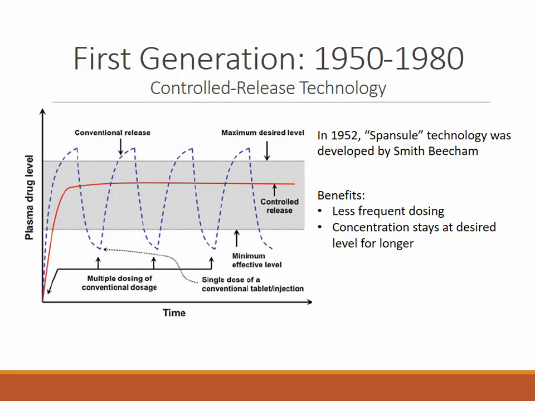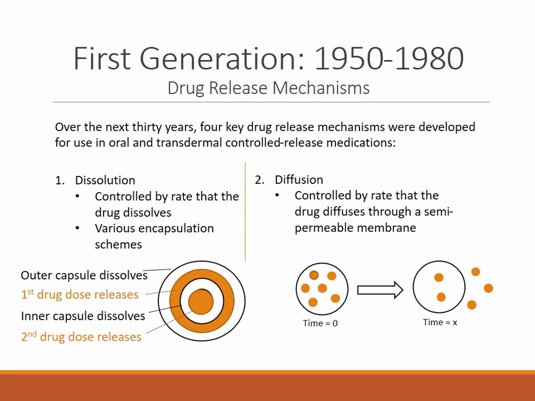So how is the release controlled? 4 mechanisms were identified to control the rate that a drug is released. The first of those being dissolution. This is the most basic drug release mechanism. It's basically how fast the drug dissolves in your body. It gets absorbed as it dissolves. And the solution that they found to overcome this drug release mechanism is various encapsulation schemes.